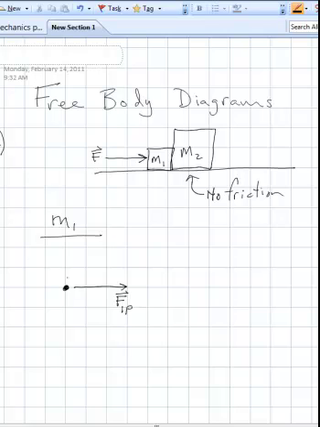And so I'll draw the normal force in. Again, I always put the tail of the vector on my dot. And this is a normal force. We usually use N for normal force. And this is on mass 1 due to the ground, I guess.